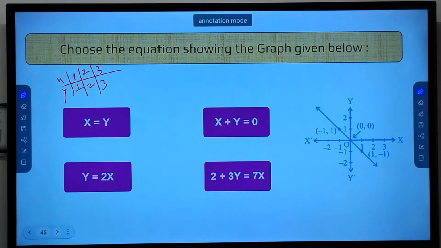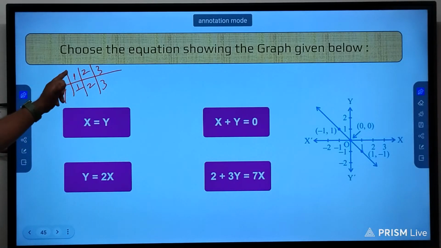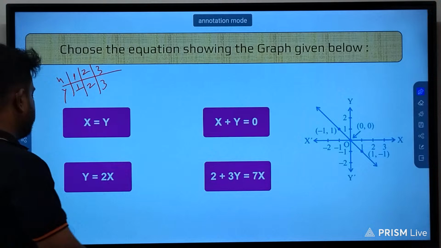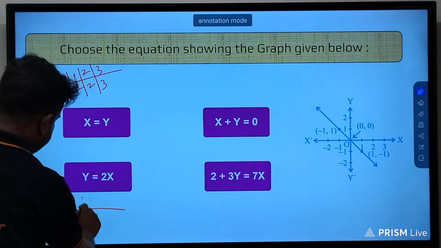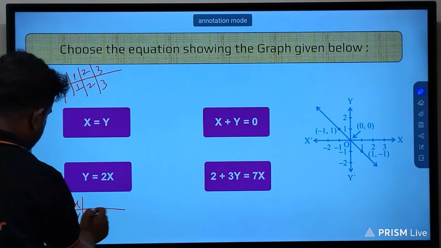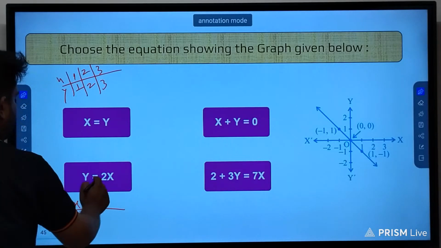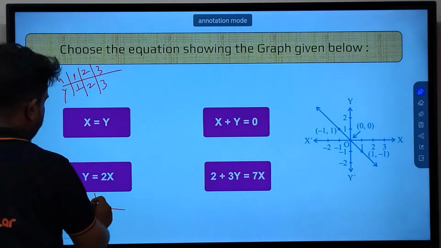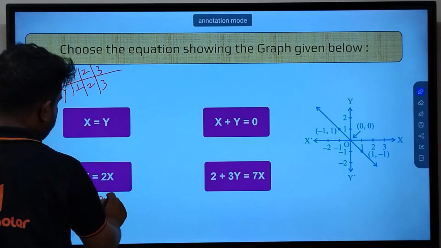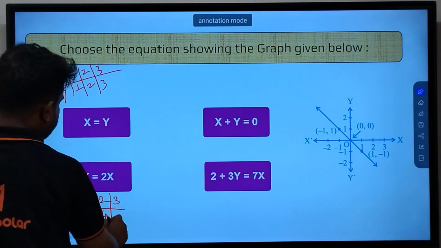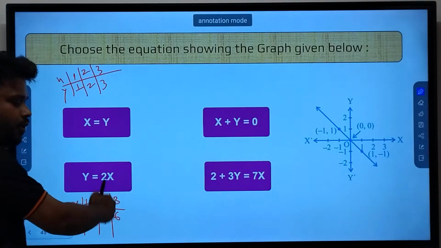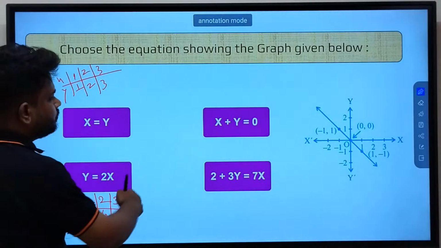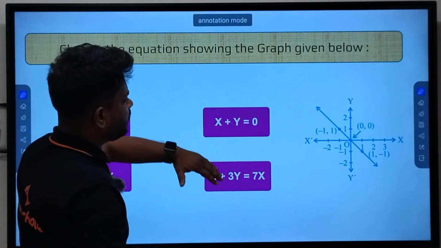All the points will look like this: 1, 1, 2, 2, 3, 3, 4, 4. And for this one also, for x equals 1, y will be 2. For x equals 2, y will be 4. For x equals 3, y will be 6. All will be double. Similarly, you can do it for these two also.